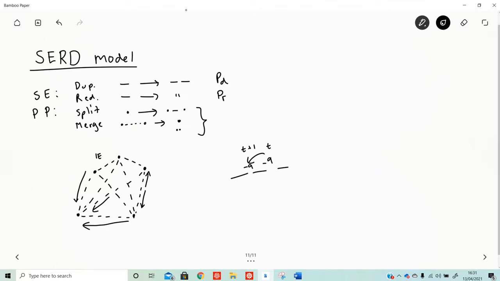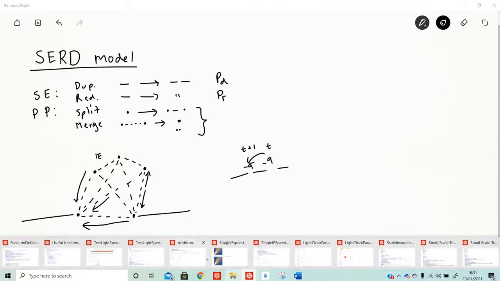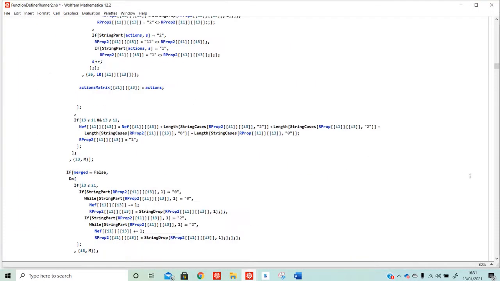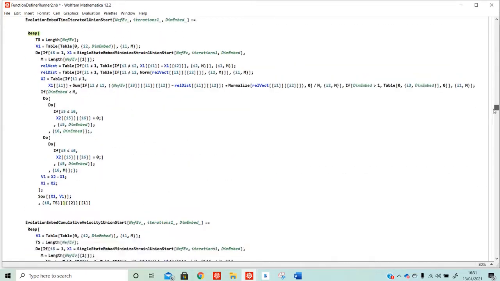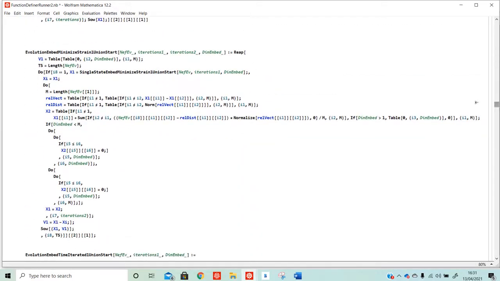Then in this system, I embed it in an Rn space, and there are various different ways I do this. Either I do a strain minimization algorithm, so I'll just show you some of the algorithms, I won't go into too much detail, and then you can stop it and look at it. So this is the strain minimization algorithm. This just relaxes the state into a local minima for strain, and this is reflective along the axes.